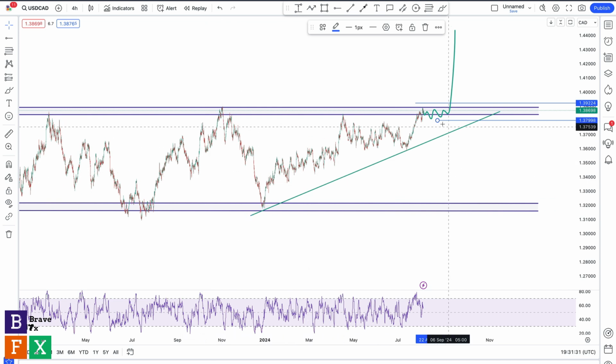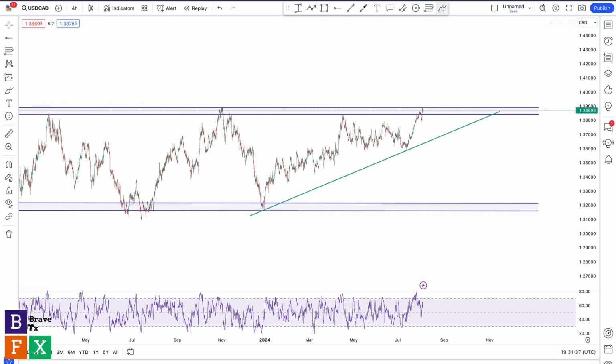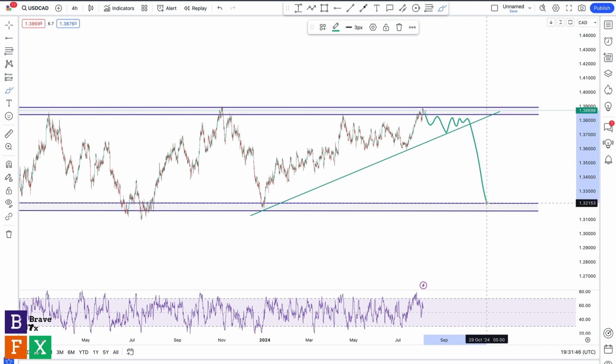So bearish case scenario, we always check out the bearish case scenario, because since we're stuck in a range, price could go either way. So we could see a rejection coming all the way down to this trend line, and you want to see a proper breakout from this trend line to go short.